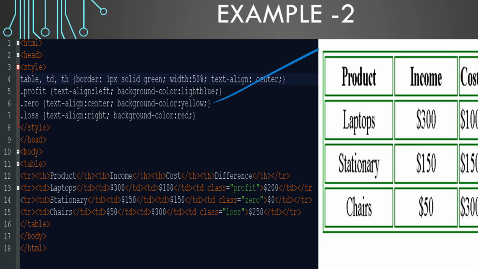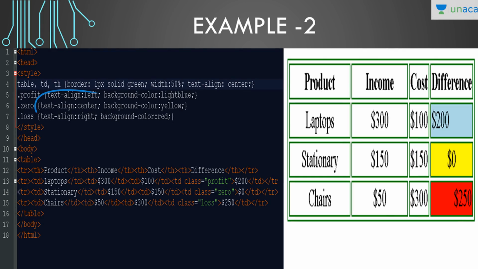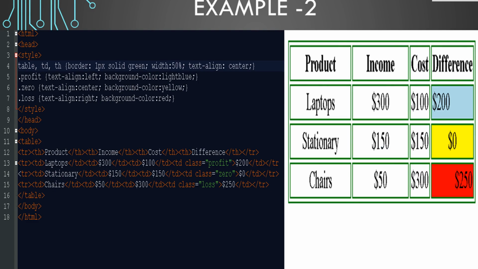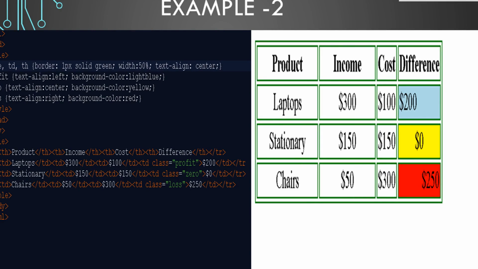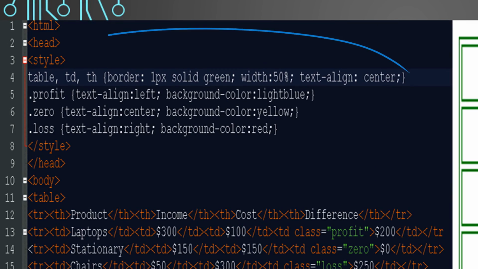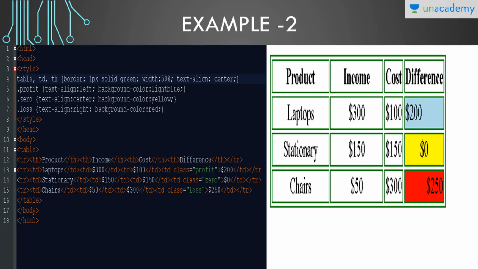Which is neutral, and I just wanted my background color to be yellow, and it must be aligned in center. Here you can see the text alignment is center, so that's why you can see it here. And the same way for the loss, you can see the background color is red and the text align is right. So in this way you can make your own table. Okay, so here you can see this is the CSS we have used, right? So in this way we can make our own table in our HTML document.